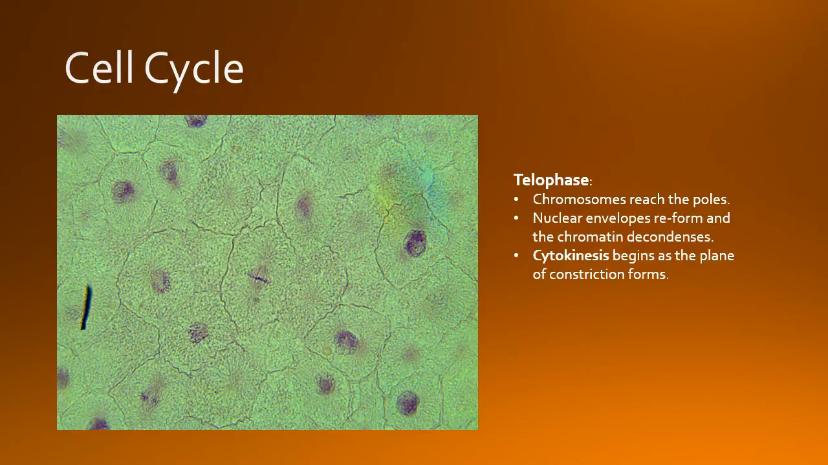In telophase, a new nuclear membrane forms around each set of chromosomes, producing two new nuclei. A nucleolus reappears, and the chromosomes begin to uncoil. Cytokinesis begins during the latter part of telophase and is marked by the formation of a cleavage furrow, and ends with the division of the parent cell into two daughter cells.